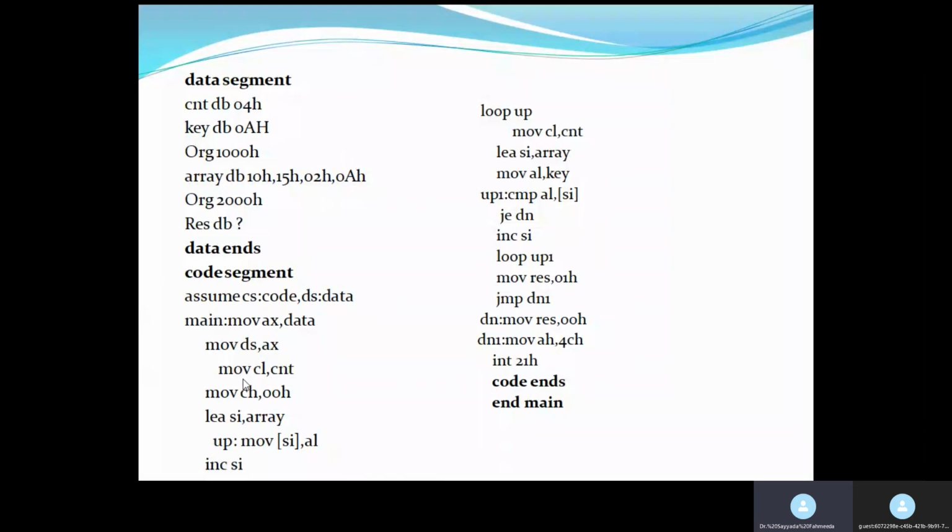Then in the code segment, we write the executable statements. That is how we perform a linear search operation. And once a key is successfully found, we return the result. If a key is successfully found, we return the result in memory location 1000 as 1. If it is an unsuccessful search, we return the result as 0.